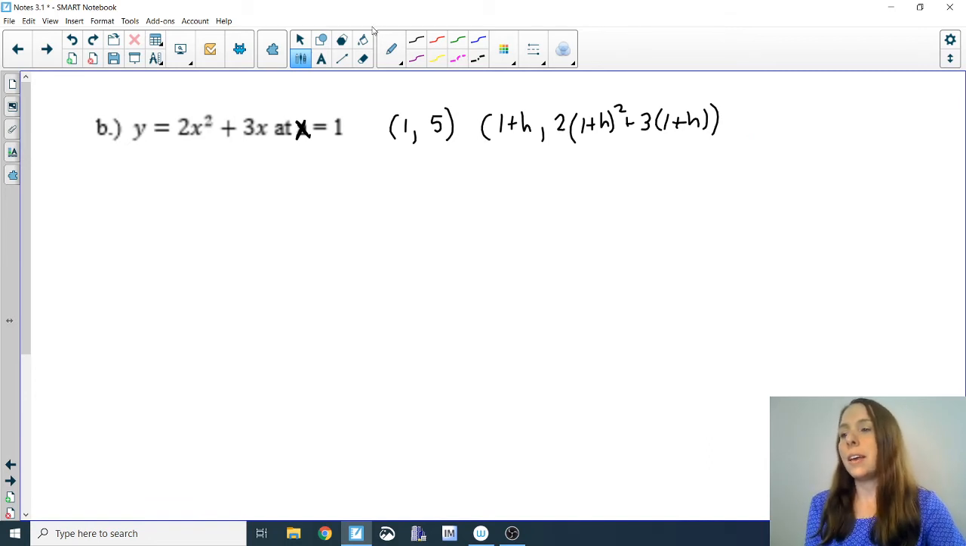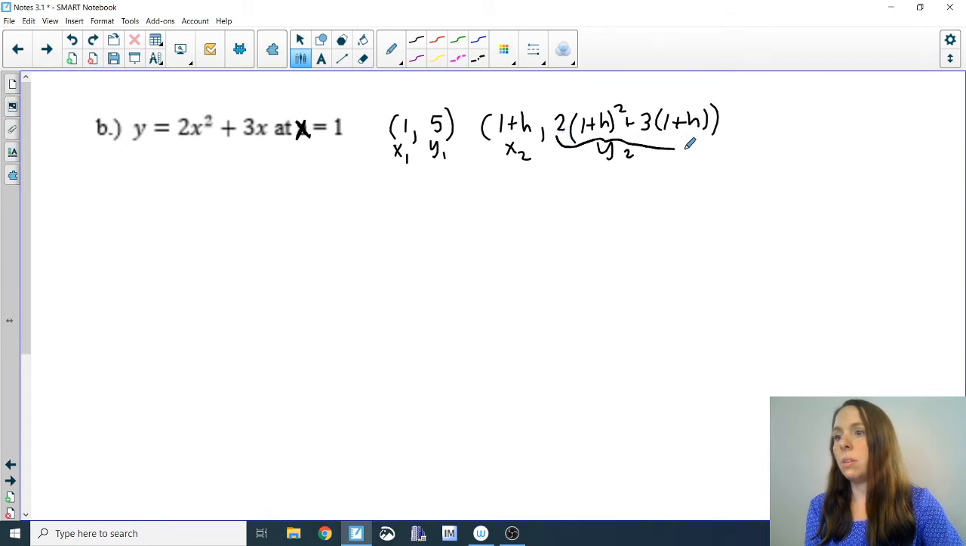All right, and again, this is just x1, y1, x2, y2. All of that is y2. So we will get y prime from the limit as h goes to 0 of y2.